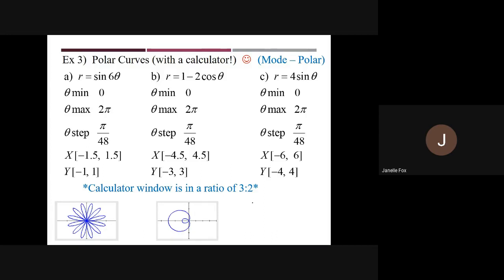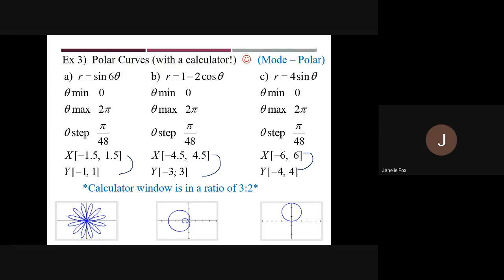And then this last one, we're going to again graph it from 0 to 4 pi. Our step is still going to be pi/48. I'm going to make this guy go from -6 to +6 on the x's, and then -4 to +4 on the y's. Again, just really thinking about the relationship, right? Like these relationships right here, this relationship, and this relationship, that if you put 6/4, it simplifies to be 3/2.